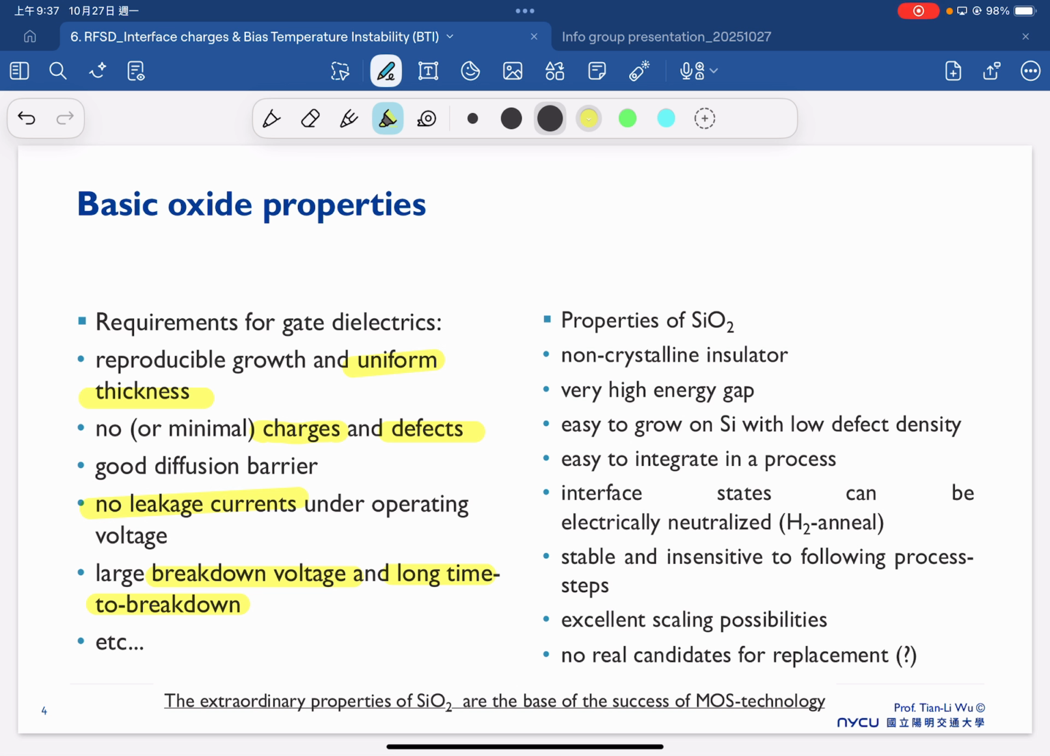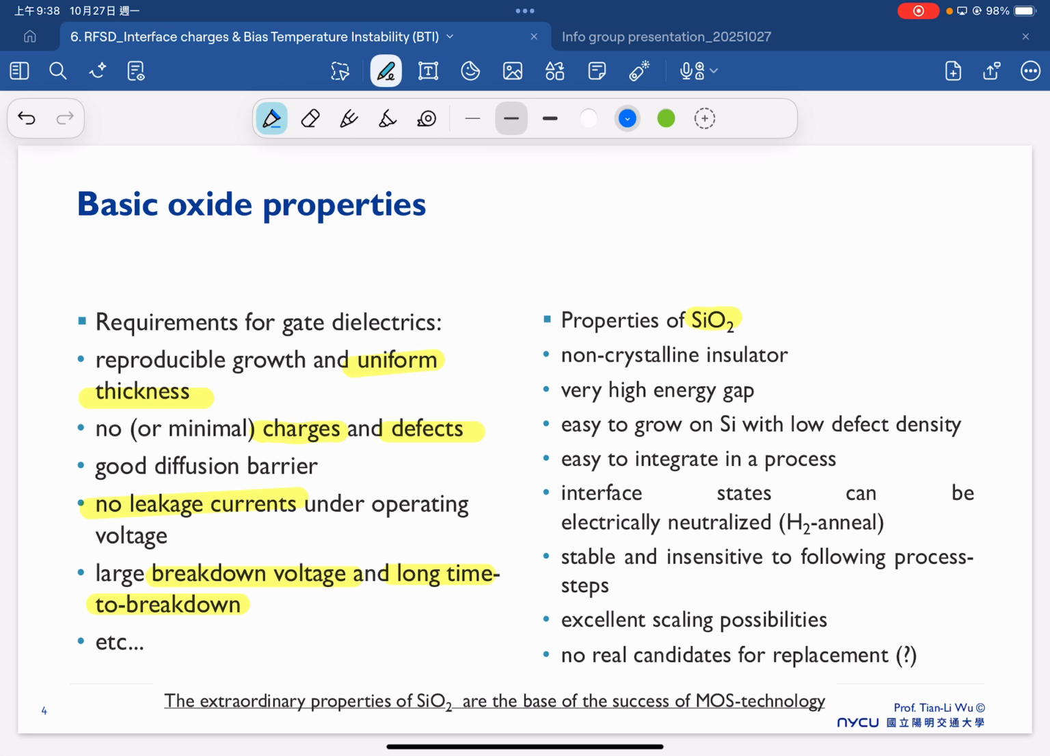The most well-known dielectric we are using in semiconductors is, for sure, silicon dioxide. That's why we will also talk about why silicon dioxide is a very good candidate for our dielectric. There are several important aspects of silicon dioxide. The first one is that it is a non-crystalline insulator with a very high energy band gap.